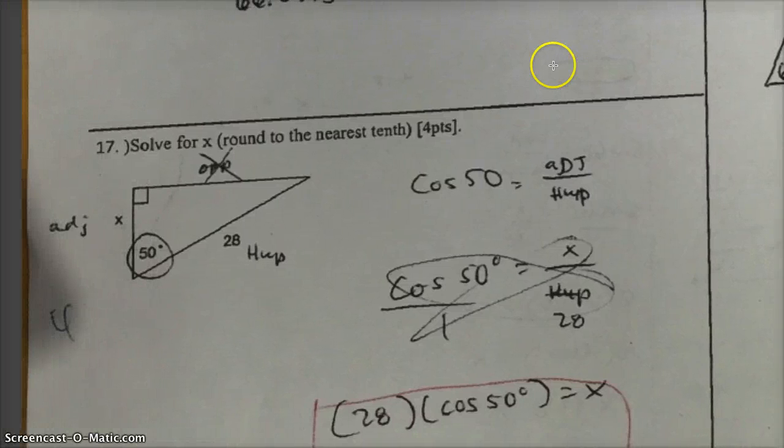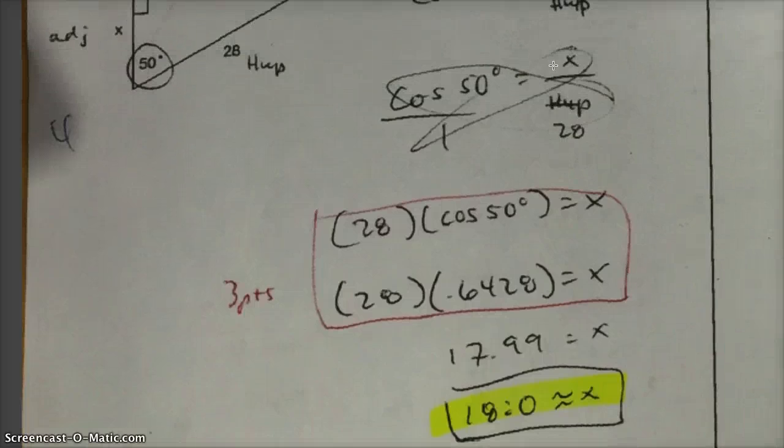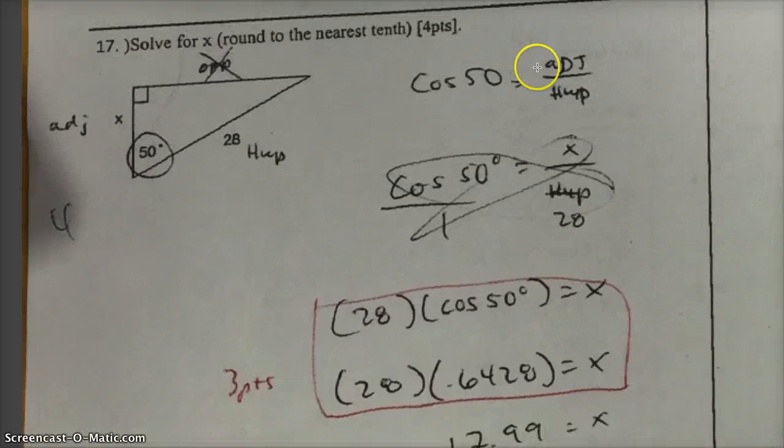Question number 17. Solve for x, round to the nearest tenth. So they give me 50 degrees. There's my starting point. Circle it. I'm going to label the sides. That's opposite. This is the hypotenuse, and this is the adjacent.